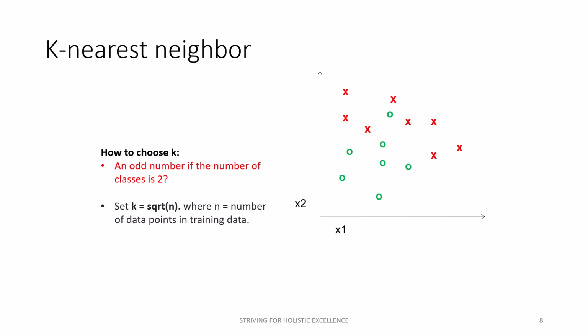That's the reason why we always go for odd numbers. And as a rule of thumb, in k nearest neighbor, you can take the value of k to be the square root of n, where n is the total number of data points in the training data. Data points means the total rows in the data table. Okay.